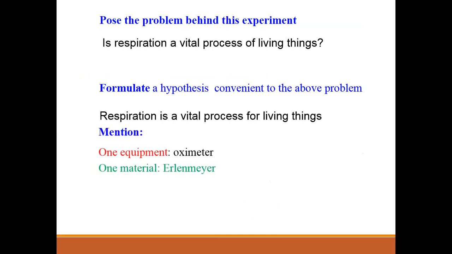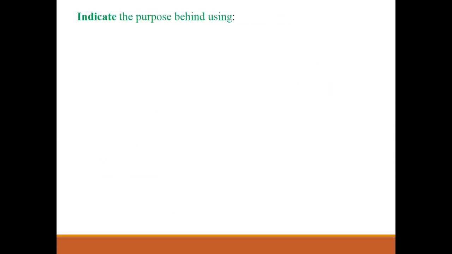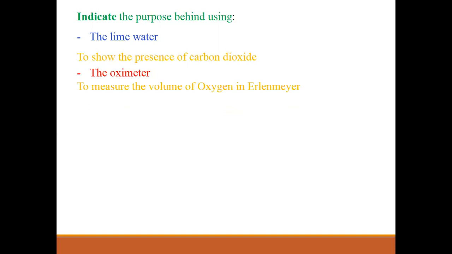Mention one equipment, an oximeter, one material, lime water. Indicate the purpose behind using the lime water. What is the role of lime water? To show the presence of carbon dioxide, because carbon dioxide combines with the lime water in order to form some kind of salt, which turbidifies the color of lime water. The oximeter is to measure the volume of oxygen in milliliters.